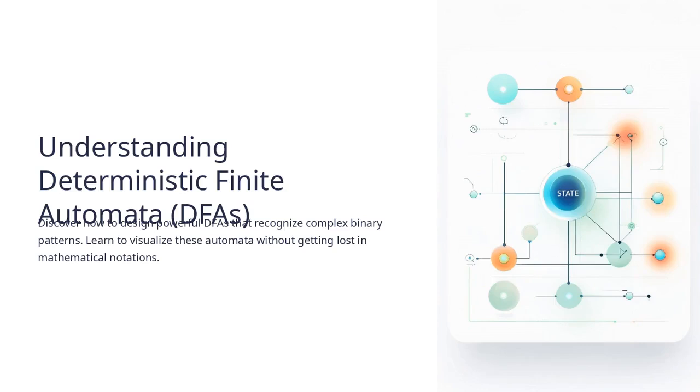Discover how to design powerful DFAs that can recognize complex binary patterns, enabling you to solve real-world pattern matching problems effortlessly. Learn to visualize and explain the inner workings of these automata without getting lost in abstract mathematical notations. At the end of this lesson, you will have designed and drawn a complete DFA diagram that recognizes binary strings divisible by 3, including all states, transitions, and the acceptance path for the input 1101.